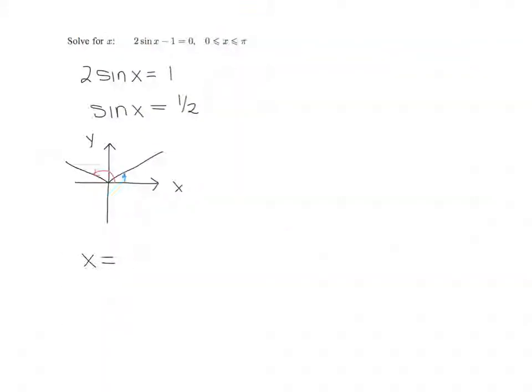Next, we are going to solve for x algebraically. Given 2 sine of x minus 1 is equal to 0 in the domain x between 0 and pi. First, we're going to add 1 on both sides, so we can cancel out the 1's. So we're left with 2 sine of x is equal to 1. Then we're going to divide by 2, so we get sine of x is equal to half.